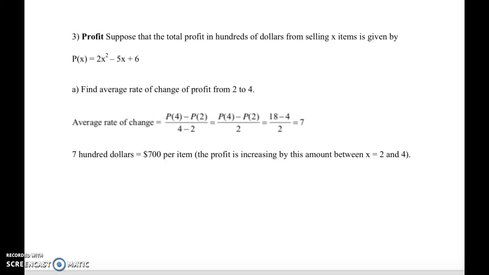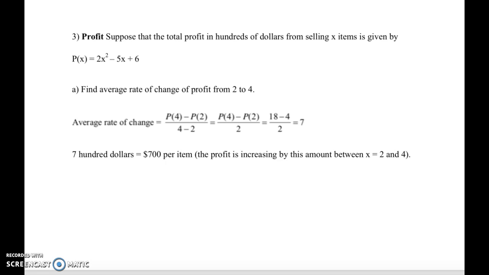Right now for business calculus, we're going to have a lot of applications. So let's look at a couple applications of how we're going to use this instantaneous rate of change. Here we're going to look at profit first, because profit is something that we're going to look at a lot. Our profit equation is 2x squared minus 5x plus 6, and we want to find first of all the average rate of change of profit from 2 to 4.